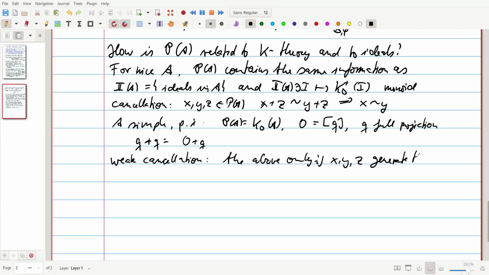Sorry, Ralph, what do you mean by full projection? Well, if A is simple, it just means non-zero. In general, full projection means that it generates the C-star algebra as an ideal. So here, it's just non-zero.